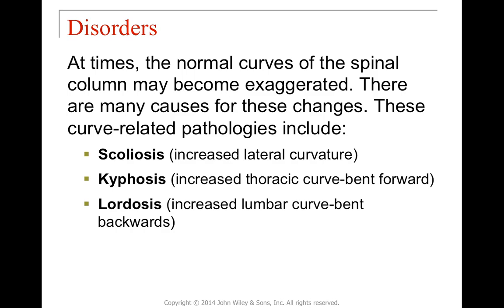All right, we also have some issues that can occur if the spinal column curves become exaggerated. Things like scoliosis or kyphosis or lordosis. Anytime you see osis, you're basically seeing that you're having a curvature in one direction or another. So scoliosis is lateral curvature, right, left or right. Kyphosis is thoracic curve, bend forward. And lordosis is the lumbar curve but bent backwards.